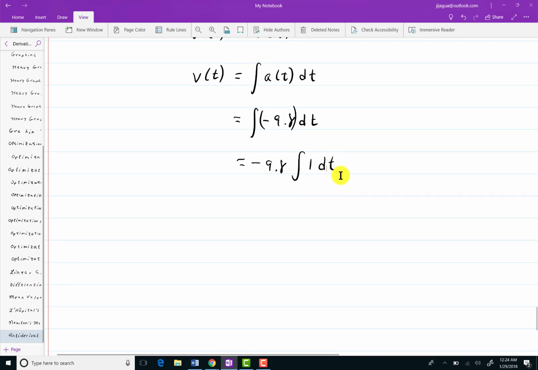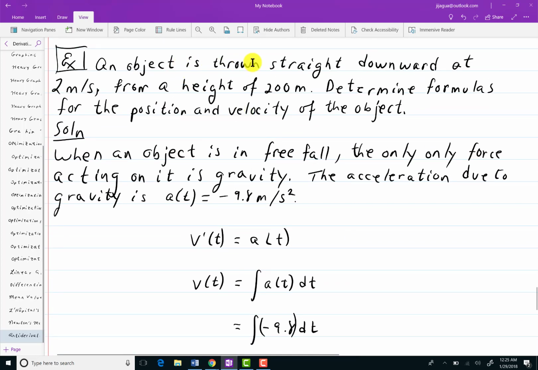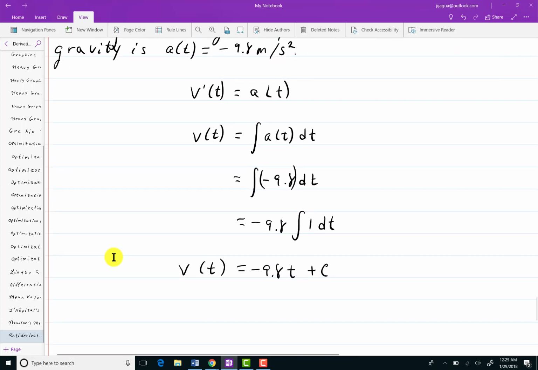Now a lot of authors will just simply write dt, which is fine. I'm just not doing it right now until I feel like you're more comfortable with these integrals. Anyways, the integral of 1 dt is equal to t. So our velocity is given by negative 9.8 t, and don't forget there's a constant attached anytime you do an indefinite integral.